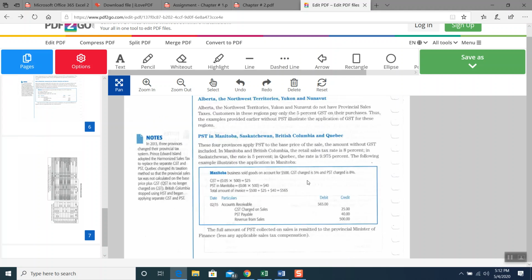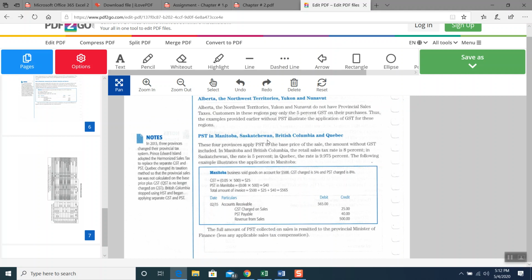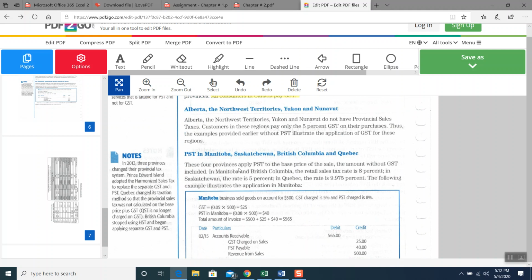So this is the basic knowledge of our PST: PST in Manitoba, PST in Saskatchewan, British Columbia, and Quebec. And here we have the information given to us. These four provinces apply PST on the base price of sales, the amount without GST. In Manitoba and British Columbia, the retail sales tax is 8%. In Saskatchewan, the rate is 5%. In Quebec, the rate is 9.97%. This information is given to you on the last page as well. So this is the basic information of our PST.